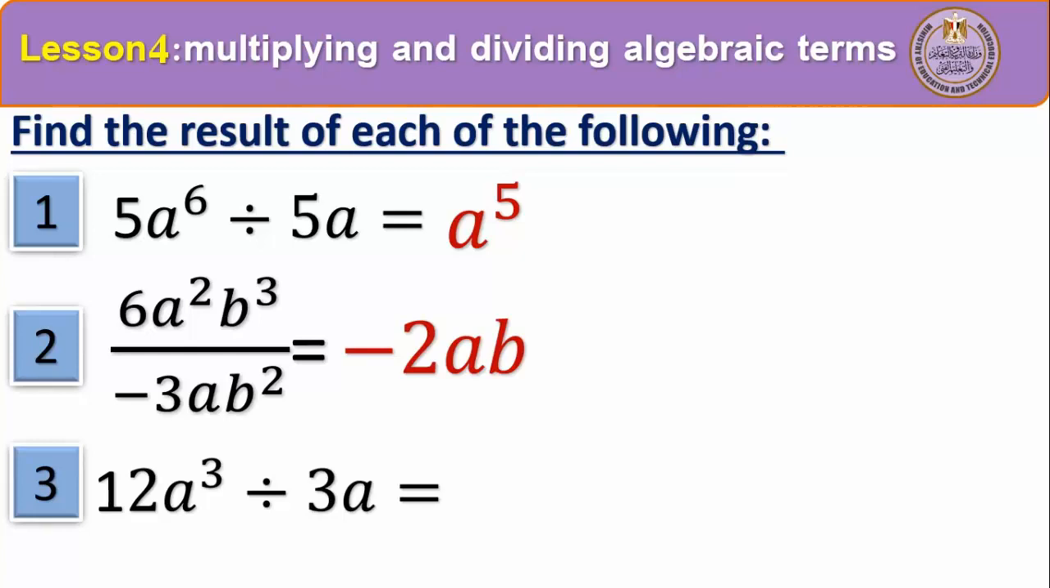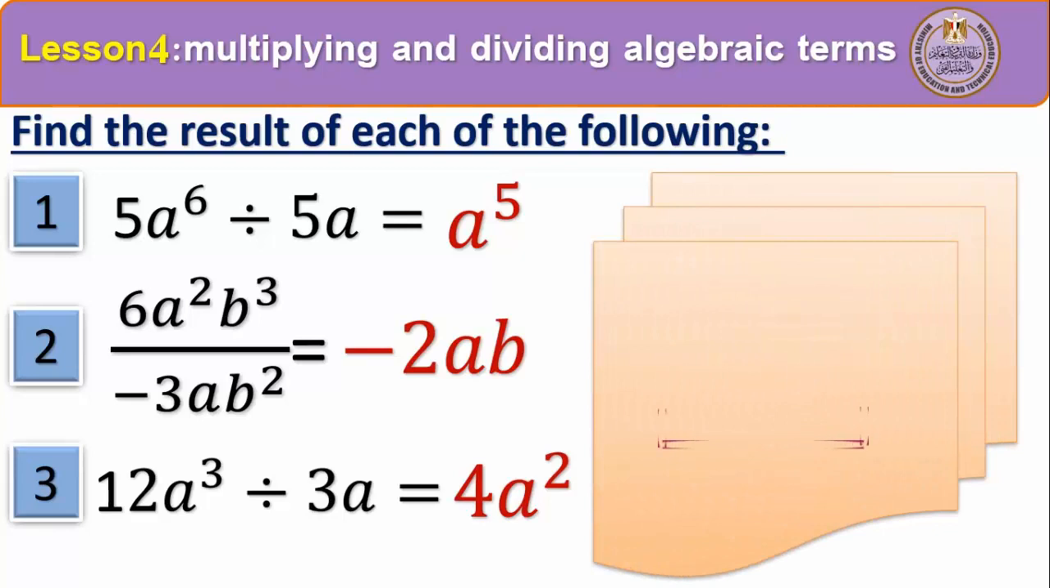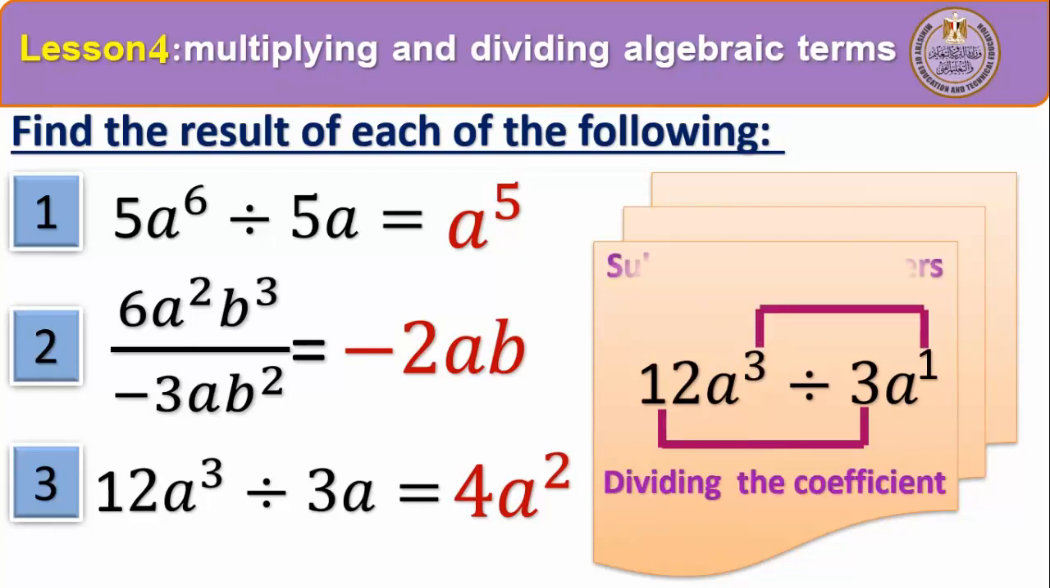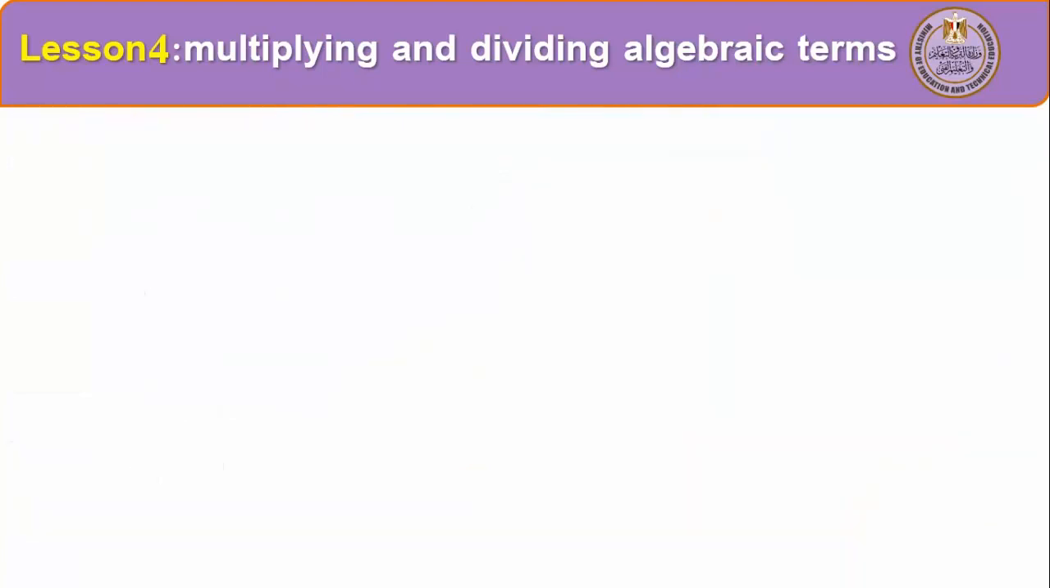12 divided by 3 equals 4. a^3 divided by a equals a^2. So, as you see in this example, 12a^3 divided by 3a, which is 3a^1, we divide the coefficients at first, then subtract the powers and write the same base.